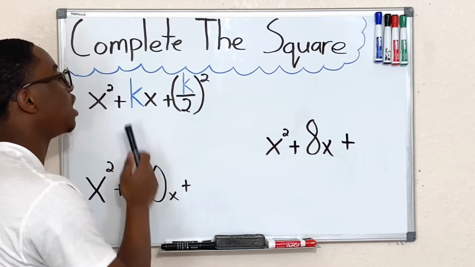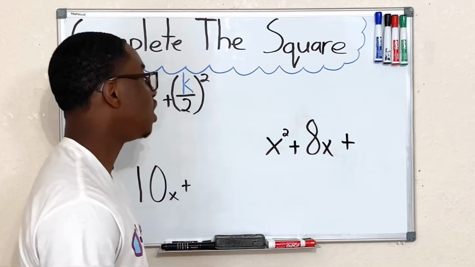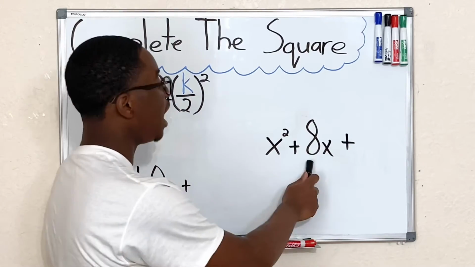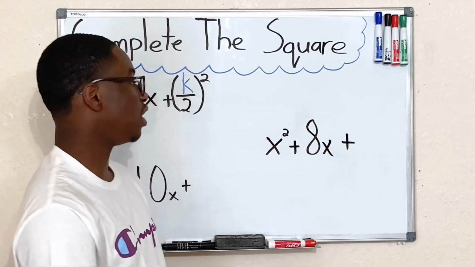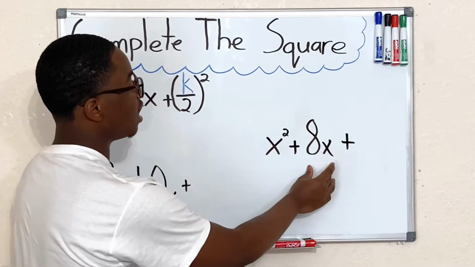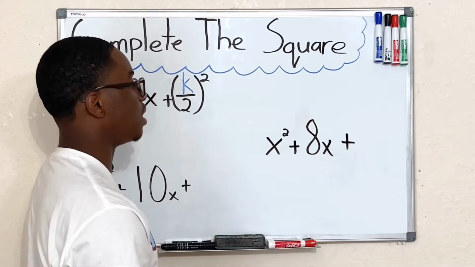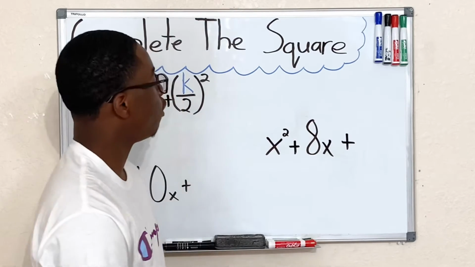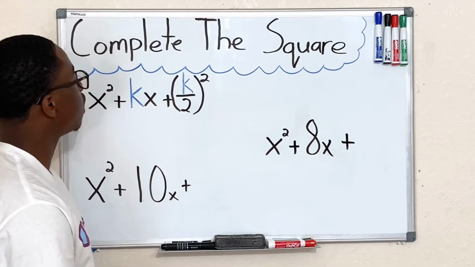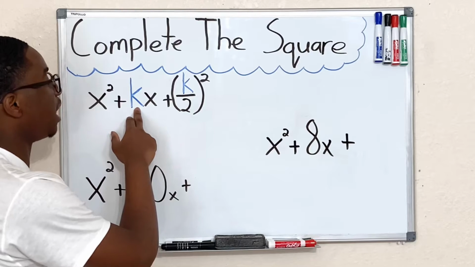But what is k? K is going to be the second leading coefficient of this equation. Our 8 is going to be our second leading coefficient, which is right here dictated by 8x. 8 times x is going to give you 8x. Therefore, 8 is our second leading coefficient. So 8 is going to be represented by k.